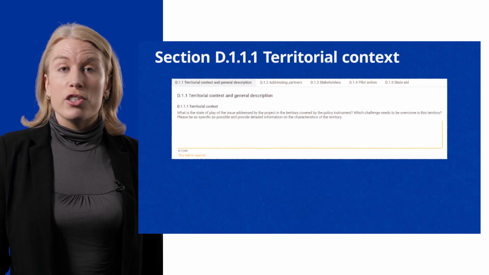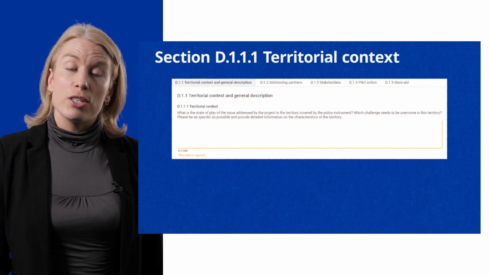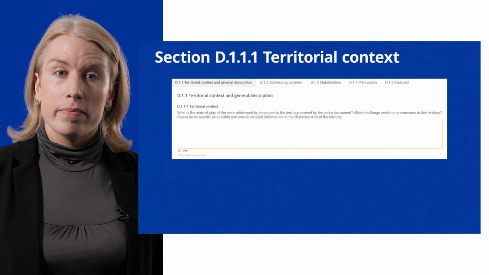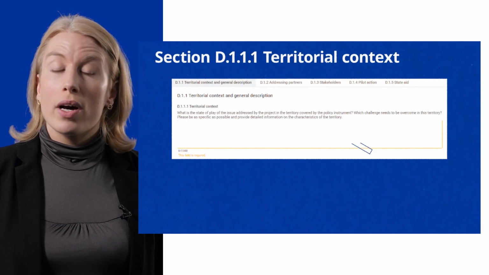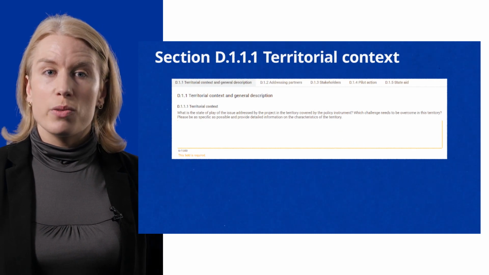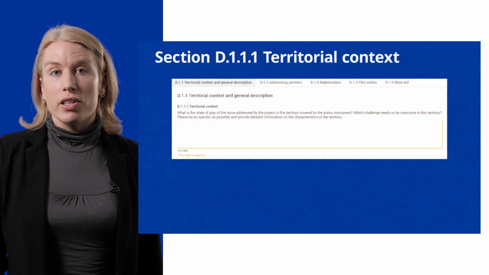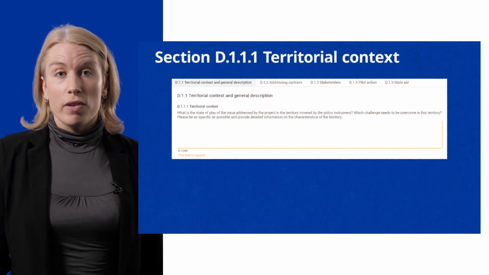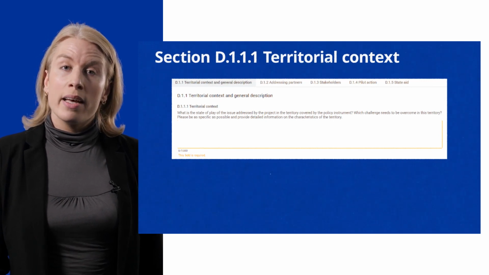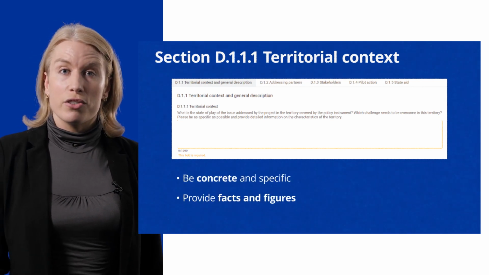Next, if we move to section D in the application form, you will have to describe how this issue is reflected in each of the partner regions. This is the territorial context. So you will have to describe what is the state of play of this issue in the territory covered by this policy instrument. What is the challenge that needs to be overcome? This is an important section as it allows us to understand the motivation of the partner in joining this Interreg Europe project. So again, please be specific, concrete, and provide facts and figures to justify your description.